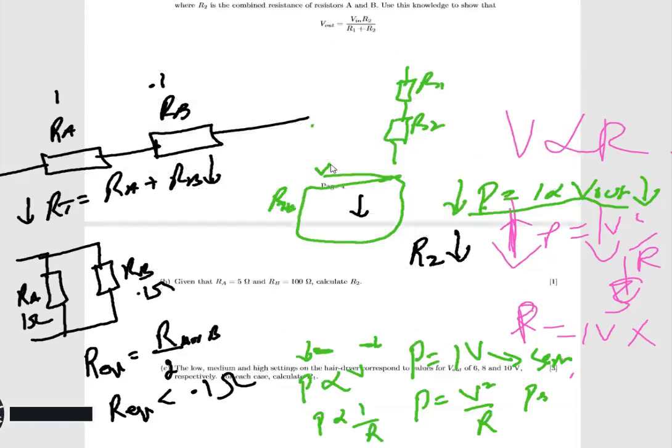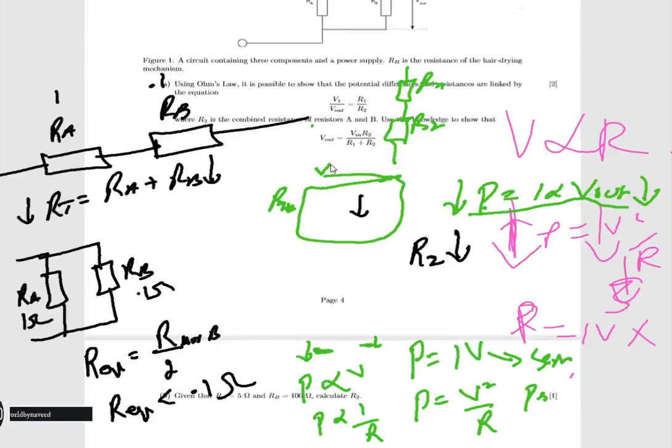So in a series circuit, you use P equals IV. In parallel, you use P equals V squared over R, because in P equals V squared over R, there is no I.